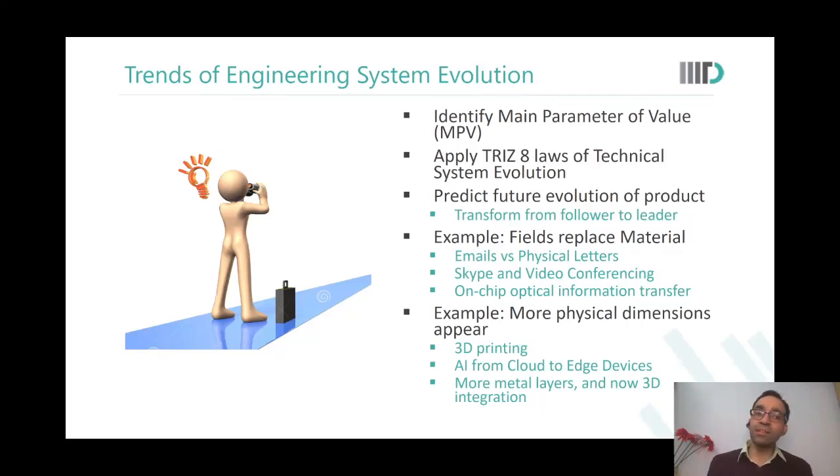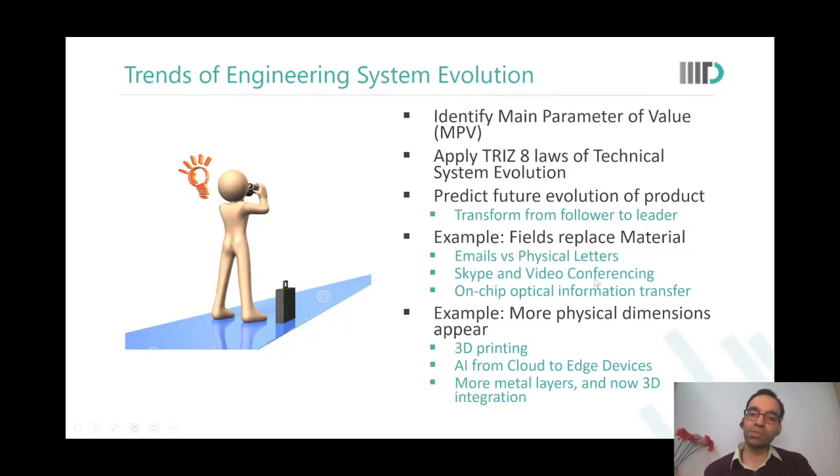In addition to that, there is another tool which is called Trends of Engineering System Evolution, which uses evolution of technologies across different domains to predict what would happen in any other zone also. For example, if you want to have a startup in a particular problem area or in a particular field, you can already apply these trends of engineering system evolution and imagine what would be required 2 years down the line, or what would be the reality 2 years down the line.